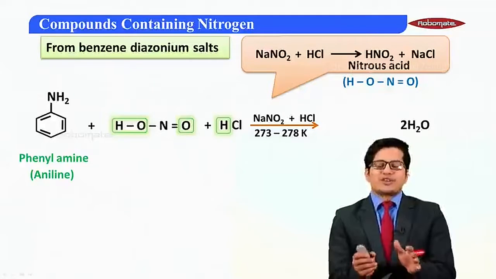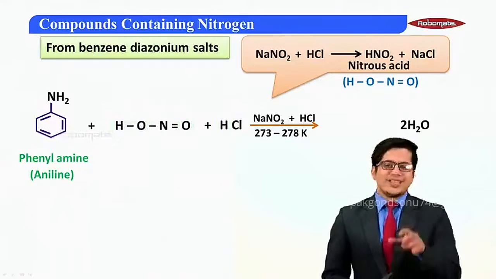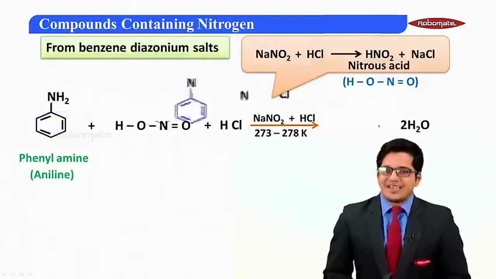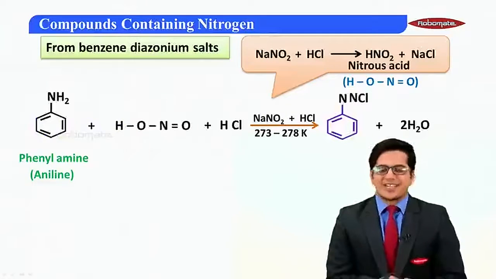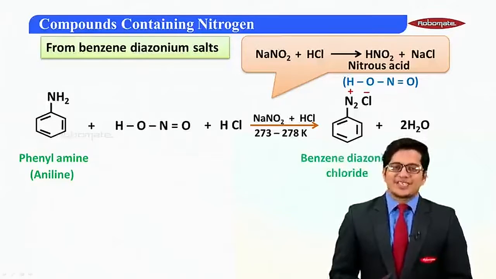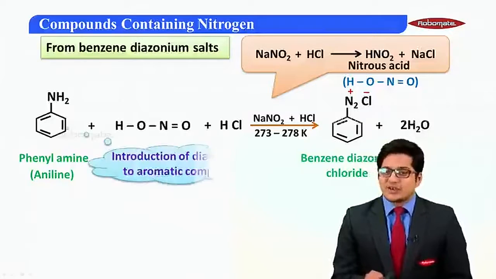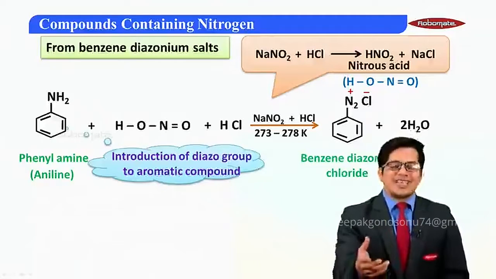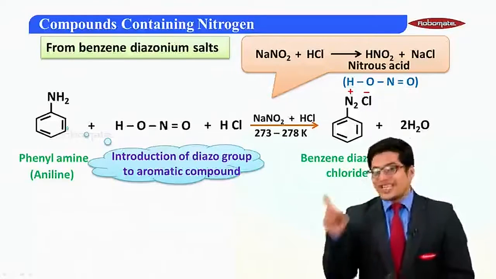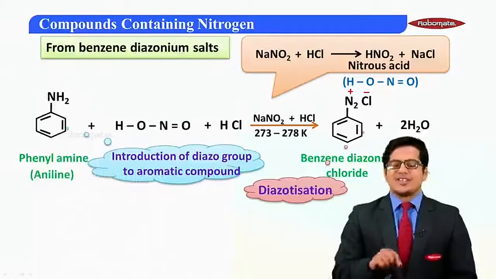We have already used all the groups in the green boxes. So what remains is benzene attached to a nitrogen, a next nitrogen atom and a Cl. All of them combined together give us a compound, that is benzene diazonium chloride, which is a diazonium salt. Now, in this case, we need to know that what we have introduced is nothing but a diazo group into an aromatic ring, and therefore this entire reaction is called a diazotization reaction.